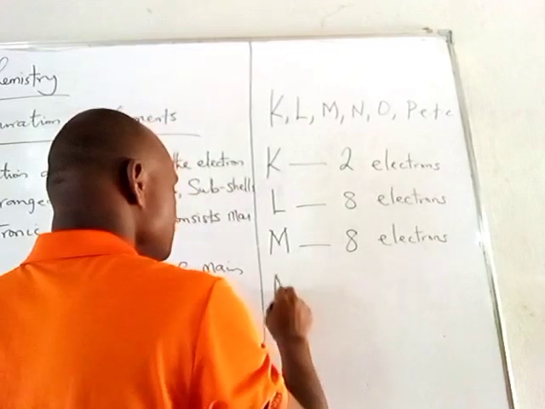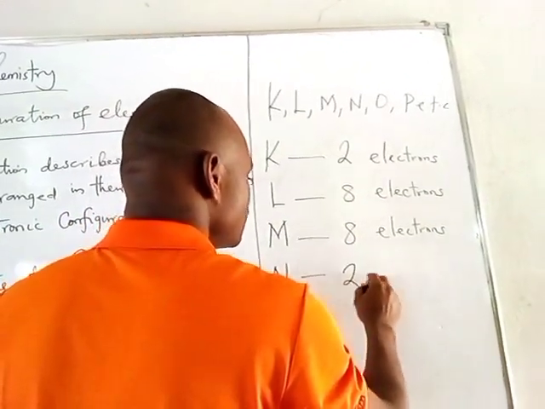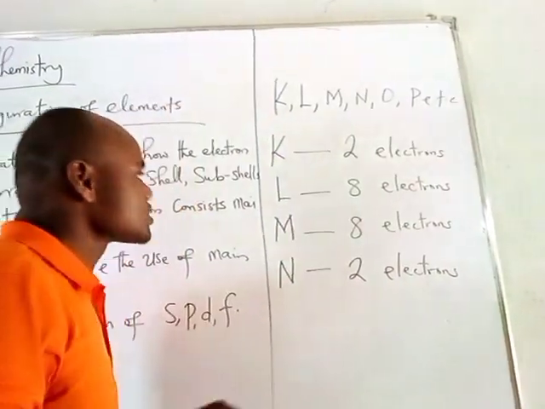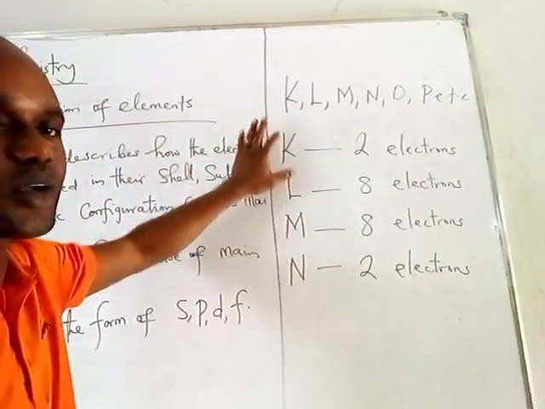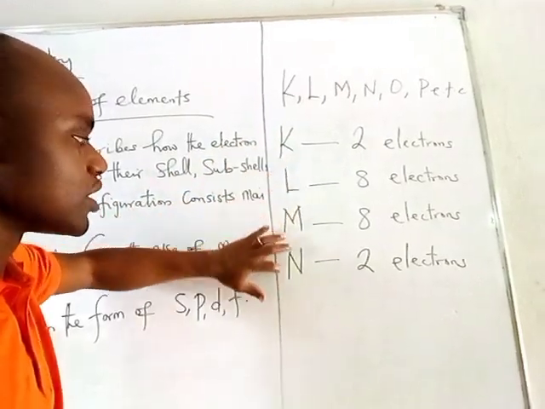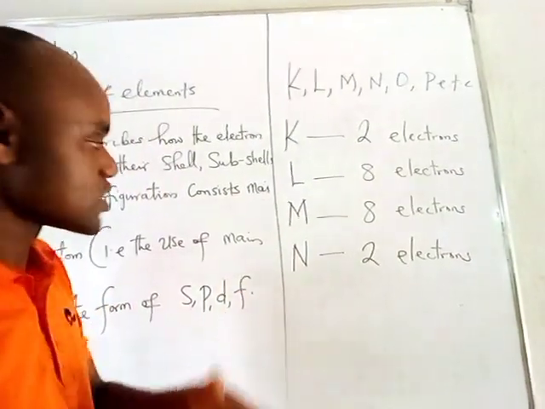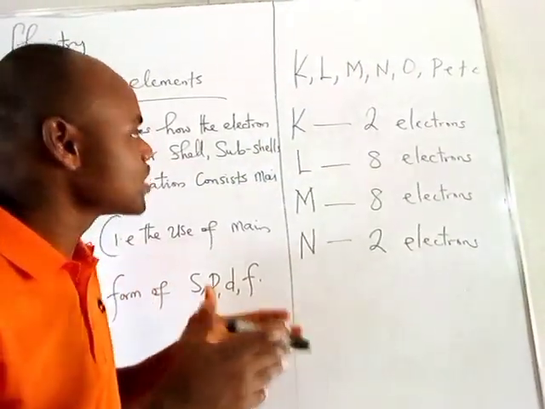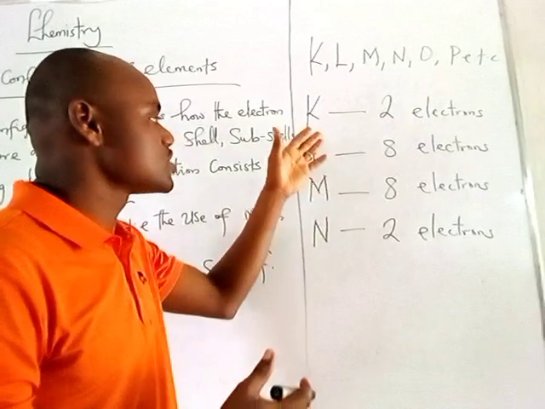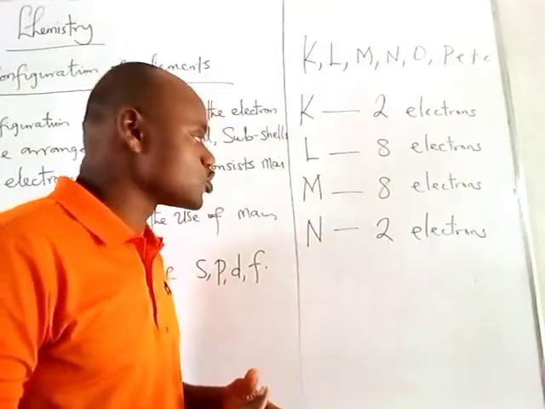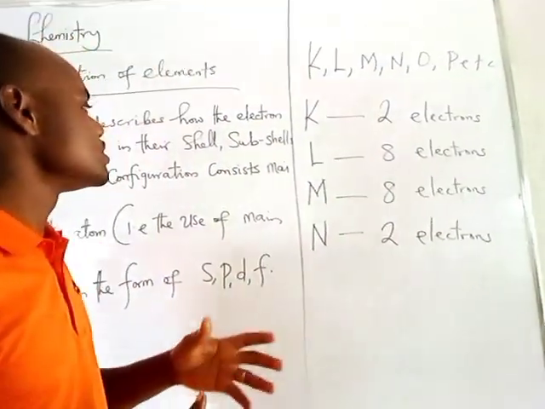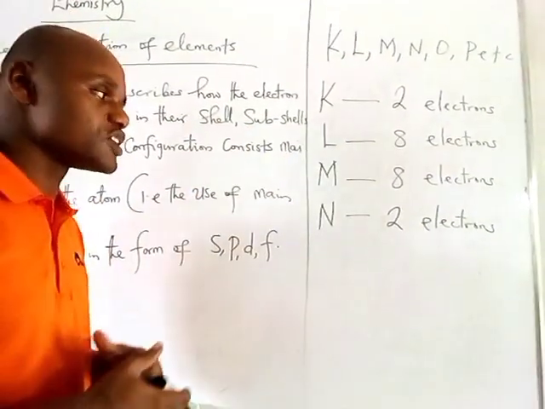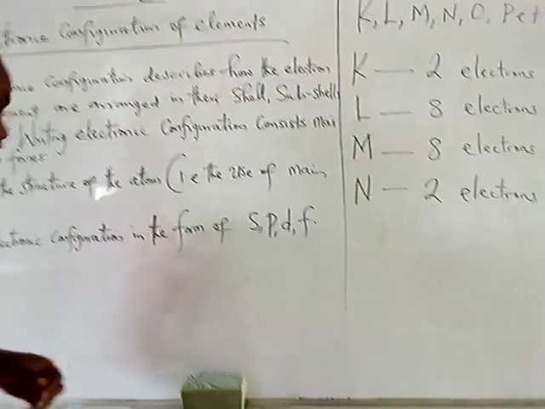Then for the N shell, we have 2 electrons. So these are the four main shells that we have: K, L, M, N. Though there are others, but just like I said, these are the four main shells. So having this knowledge of the maximum number of electrons that can enter each of these shells will help us to solve any problem relating to electronic configuration. Now, with the knowledge of this, we want to take an example. Please, let's consider this example.